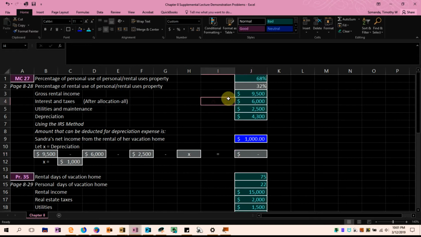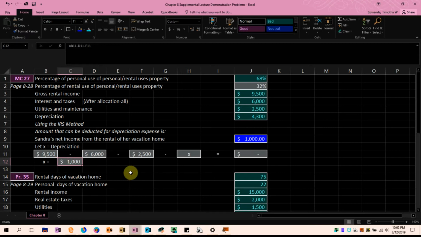So we're able to take the full $6,000 in interest and taxes, and the full $2,500 in utilities and maintenance. However, based on our algebraic expression, $9,500 minus the expenses of $6,000 minus $2,500 minus x, which is the depreciation, is going to equal zero, or no loss or gain. So the income minus the expenses is going to equal zero. That's my expression. Now I just solve for x, which is depreciation.